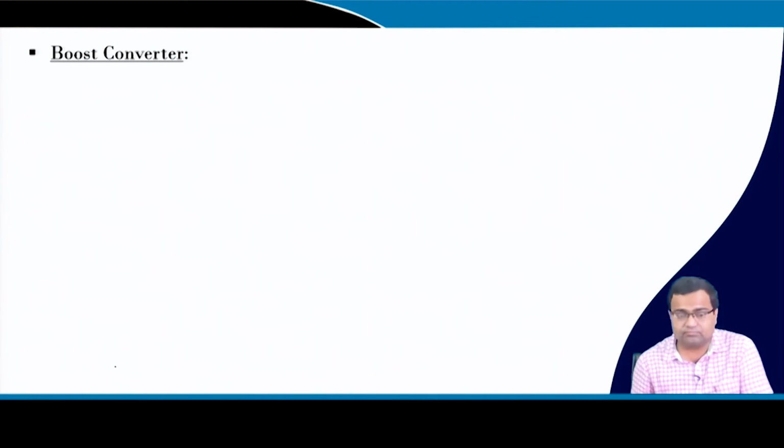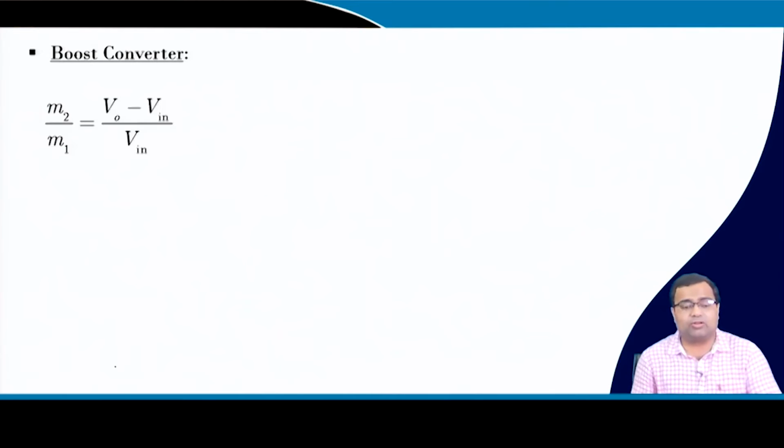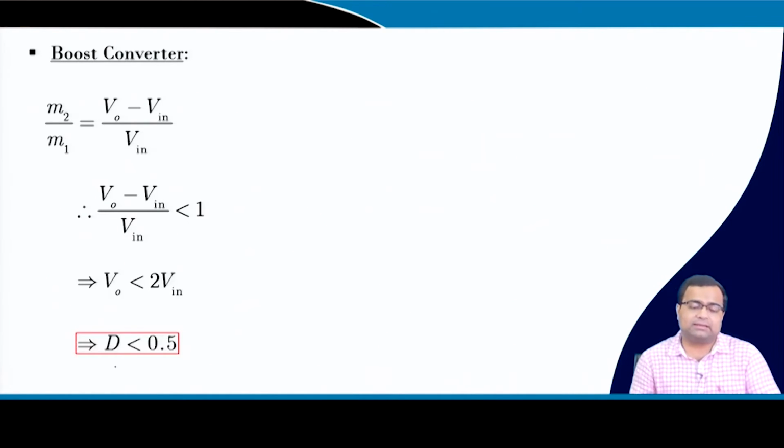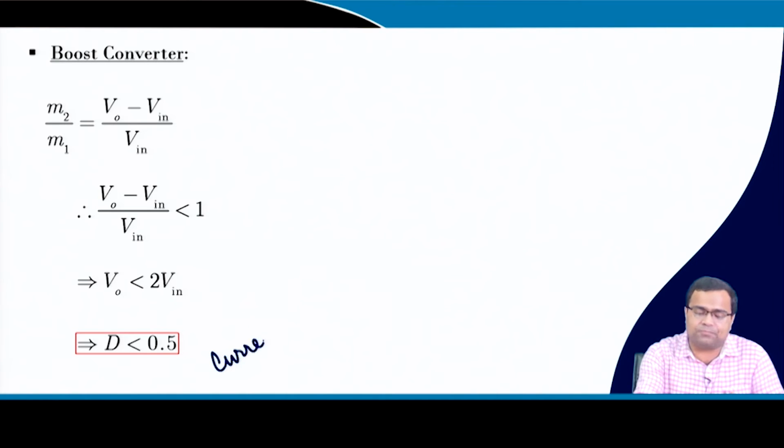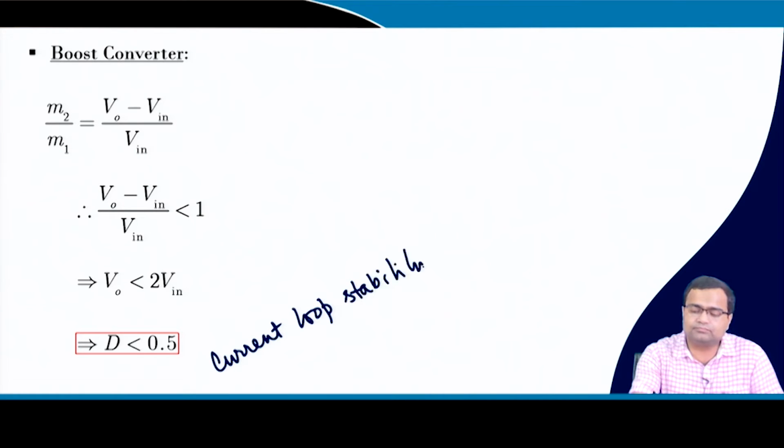Now for the boost converter also you can substitute M2 and M1, and then you can get the same result. You will get the current loop stability under peak current mode control.